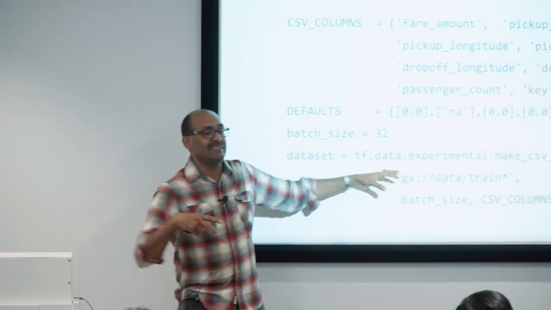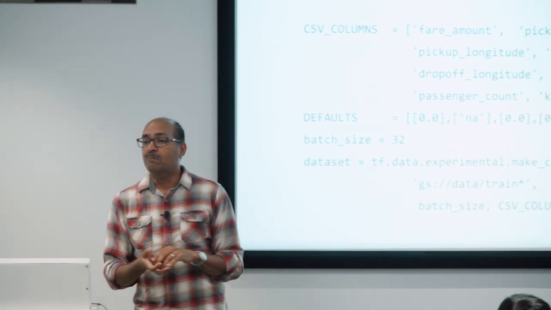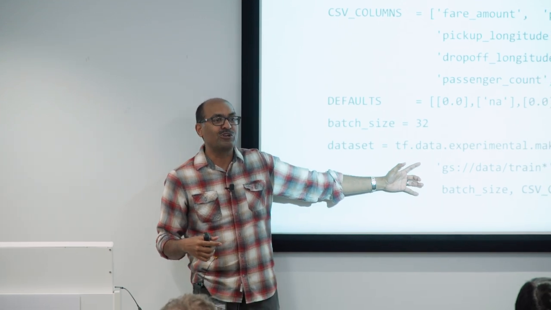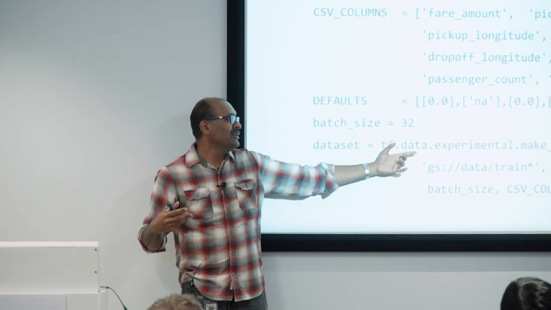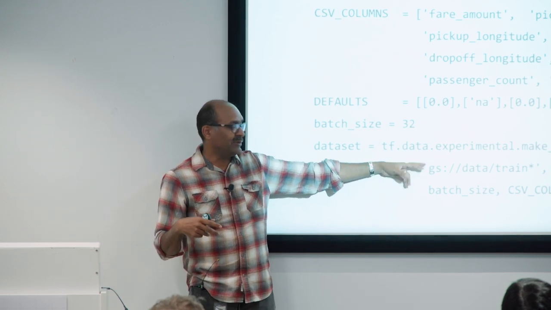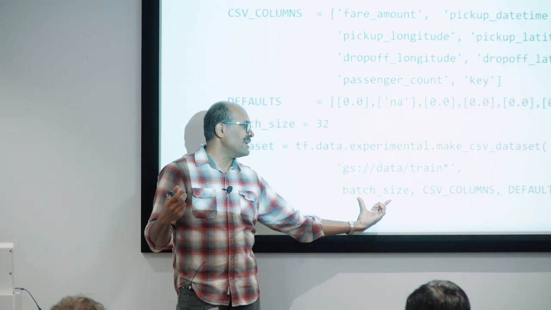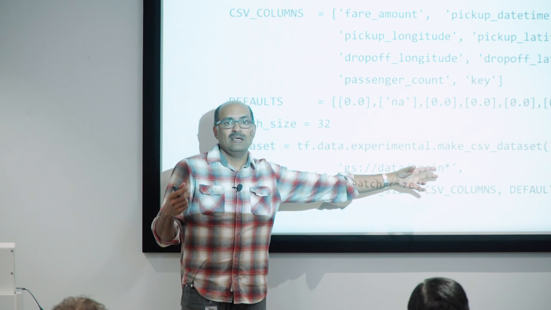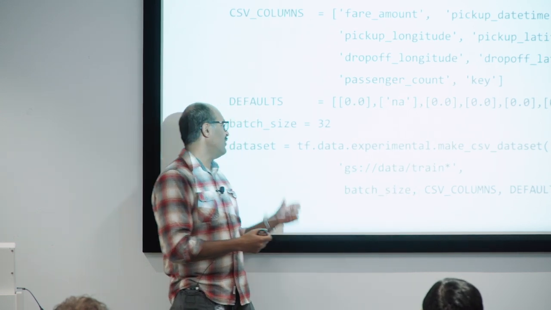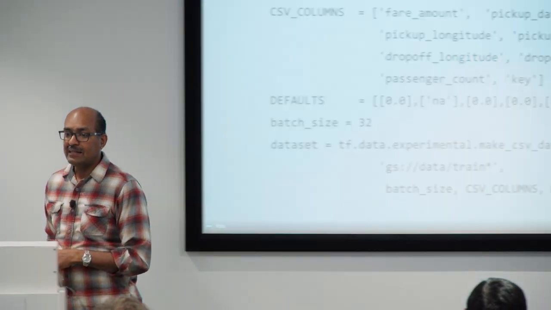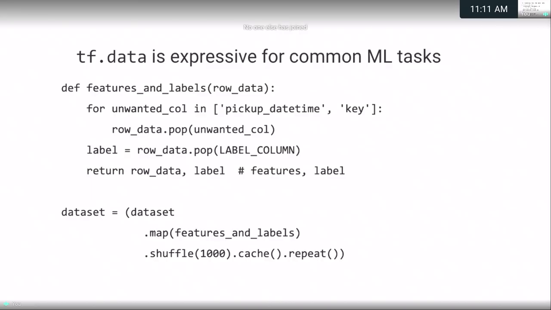But the nice thing is that unlike TensorFlow 1, much of the reading is much simpler. There's no queue runners and none of that stuff there. You basically say, I want to read a data set. So we're reading a CSV data set from some location in GCS, passing in the batch size, passing in the name of the columns, passing in the data types, which is what the defaults are for. That gives us a data set. And then once we have our data set, we can now say, remove all the columns that we don't want, and then take our label column, and then return the features and the label. So that's the raw data and the label.